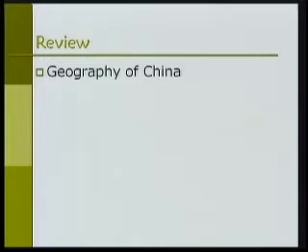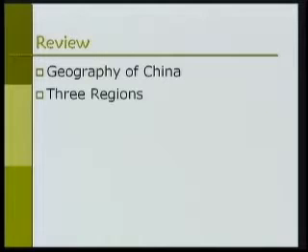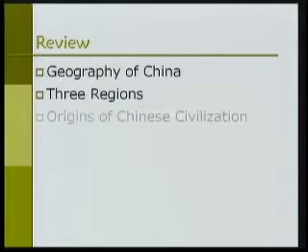We talked about the geography of China, and then we focused on the three main geographical regions of China: northern China, which was characterized by the Yellow River, then the middle tier of China, which was characterized by the Yangtze River, and then the south of China, which we talked about as being a very rich place in China.